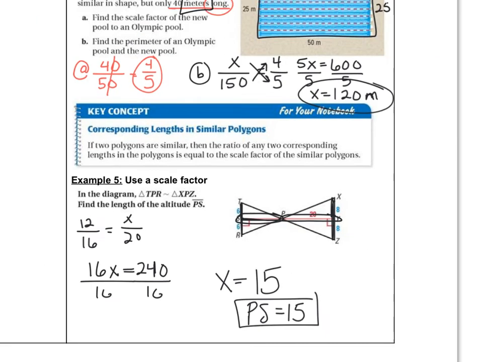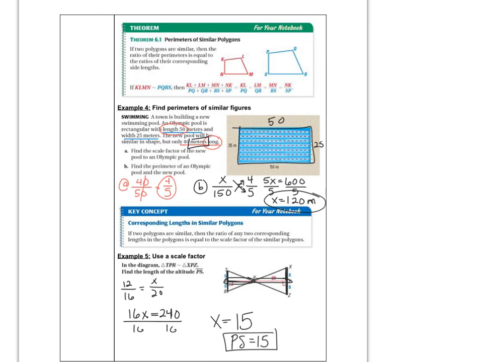Okay? So that's kind of the beginnings of similar figures. Hopefully you understand a little bit about scale factors. If you have any questions, bring them with you to class, and we will see you then.